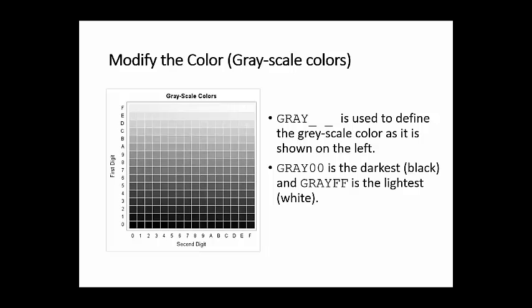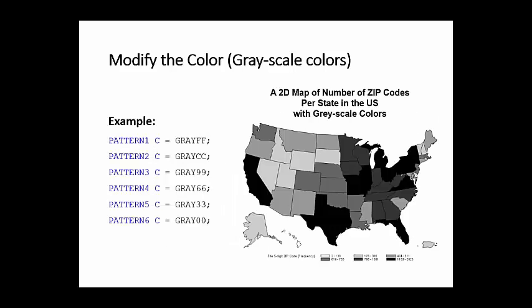So here we have a quick question. Which one is lighter? Gray 68 or gray 7A? To modify the color with grayscale colors, we use pattern 1, C equals gray FF for white, and change the 2 digits to make it darker.